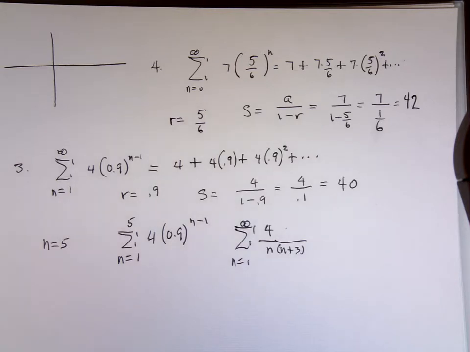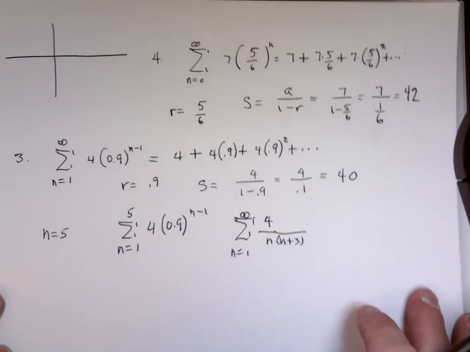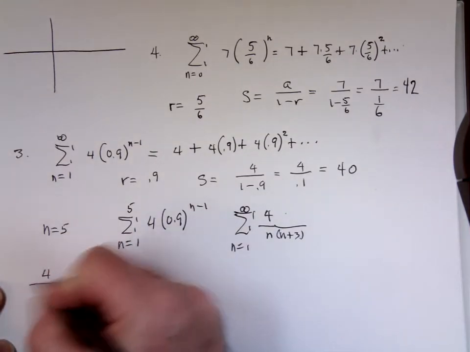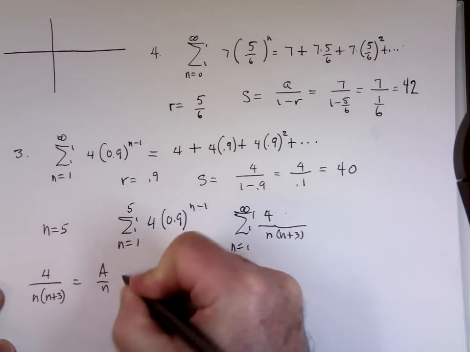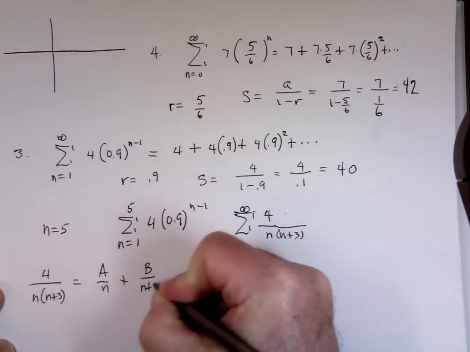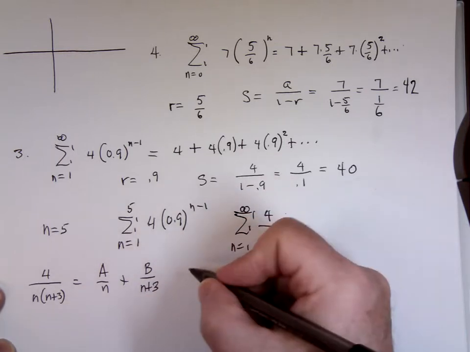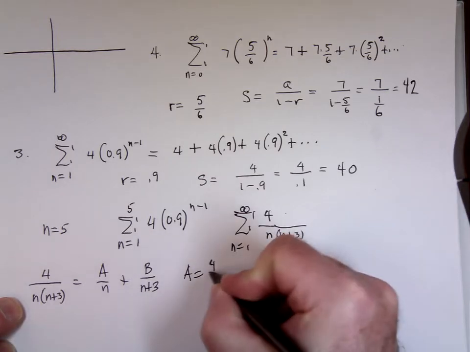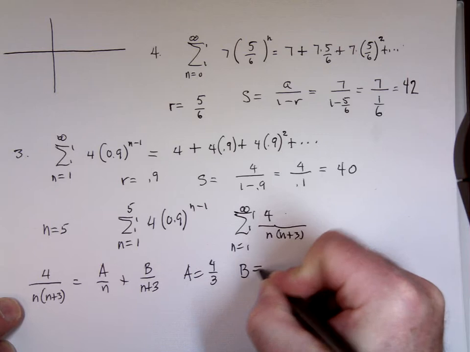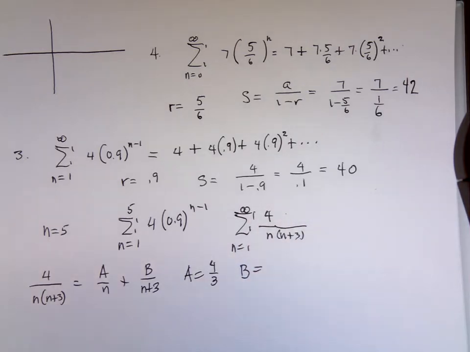I can do this out. Let's do it out. What do you want to do here? You want to take this and split it up with partial fractions. Okay, so let's take this 4 over n times n plus 3, and you'll have an A over n and a B over n plus 3. Solve for A: multiply by n, let n equal 0. Okay, A is 4/3.